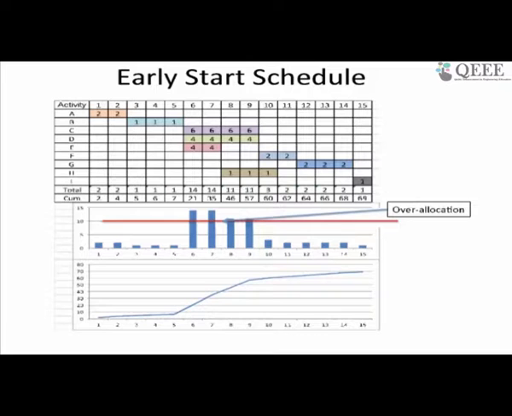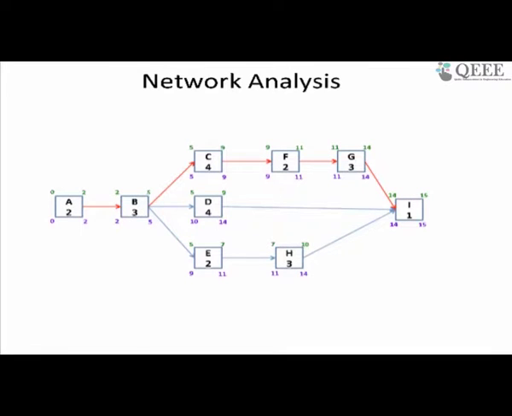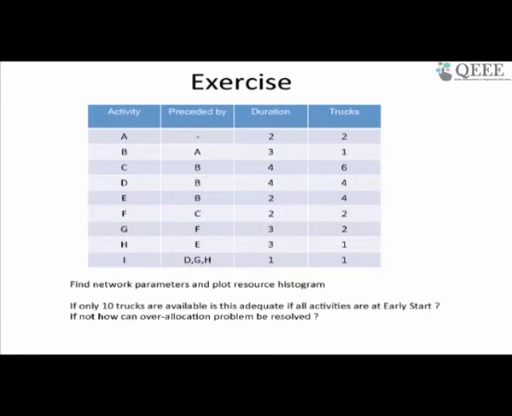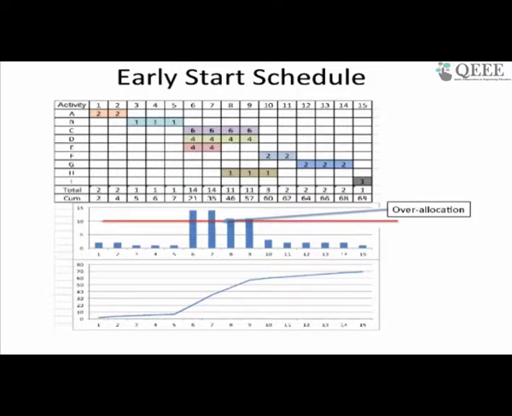So when we go back, we can see that in this project, these activities are on the critical path. These activities are not on the critical path, which means even if D starts on day 10 and finishes at day 14, it doesn't delay the project. Right now, in this graph, D has 4 trucks required, and it is starting on the early start.